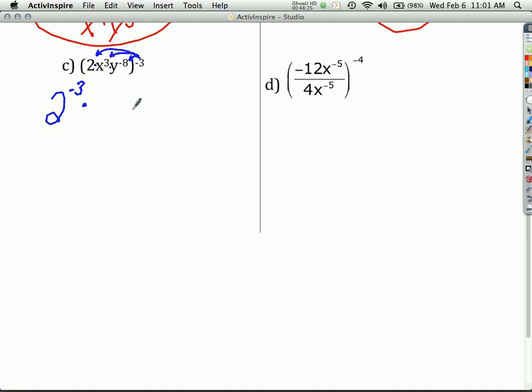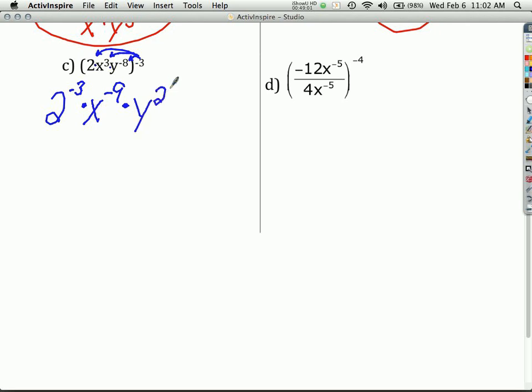What's that going to become? Avanti? Power of a power, we're not adding, and you were the one who helped us with this earlier. That's right. So it's times x to the -9th. Times, and what about y to the -8th to the -3rd? What do we get when we do that? Homera? Y to the 24th. Yeah, y to the 24th.